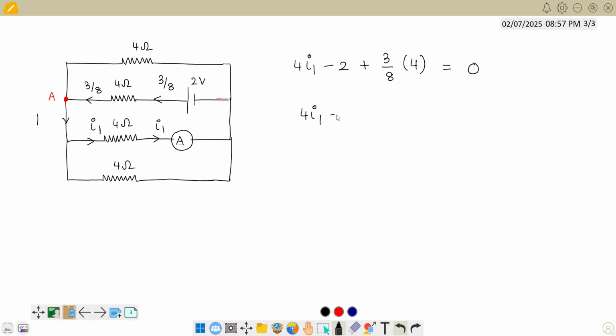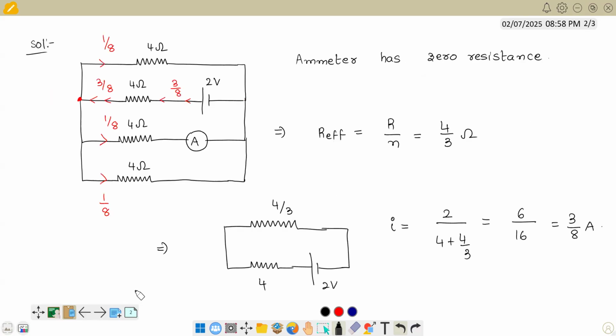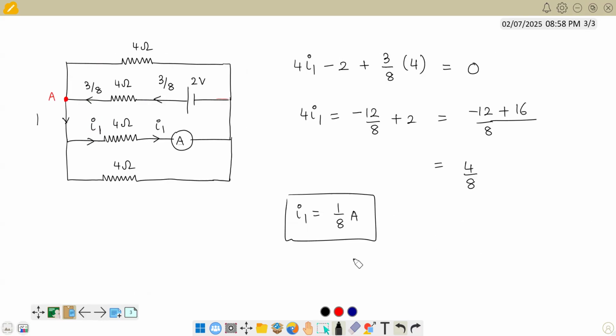From this I can write 4I1 equals 12 by 8 minus 12 by 8 plus 2. So minus 12 by 8 plus 16. So you basically get 4 by 8. Now from this we will get I1 equals 1 by 8 ampere. So if you can find the original current as 3 by 8 ampere, you can find the individual current using Kirchhoff's loop law also. Now we will explore even more possibilities. We will see all the variety of methods we can use to solve this problem.